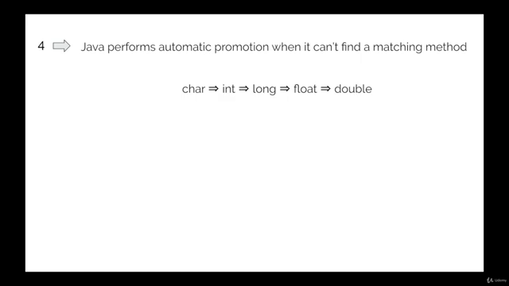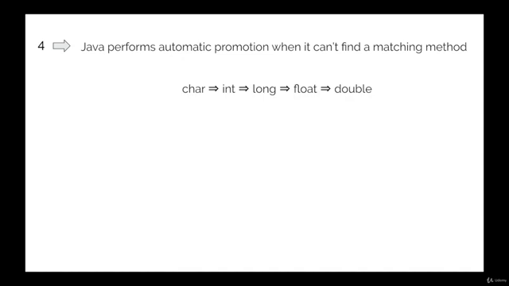So this says that if you have passed a character as a parameter, but Java is not able to find the perfect match, it can promote this character to integer, long, float, double, and so on, till the time it finds the perfect match.